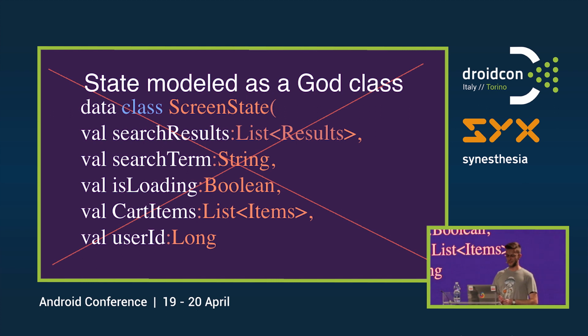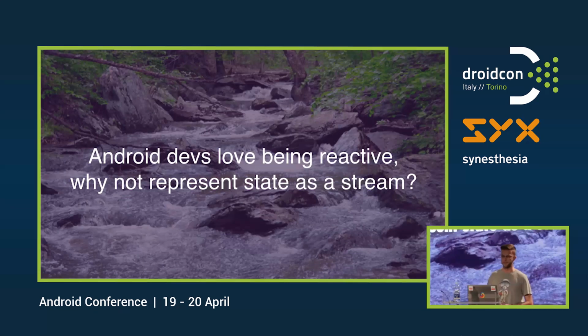We have a class where we are holding many variables that may not be related to each other. I don't like God classes. They make all my coworkers really angry at me. As a community, as an Android community, we love being reactive. We have RxJava. Even with data binding, we can observe changes in it. Overall, we like the concept of reacting to something rather than asking or pulling for that information.